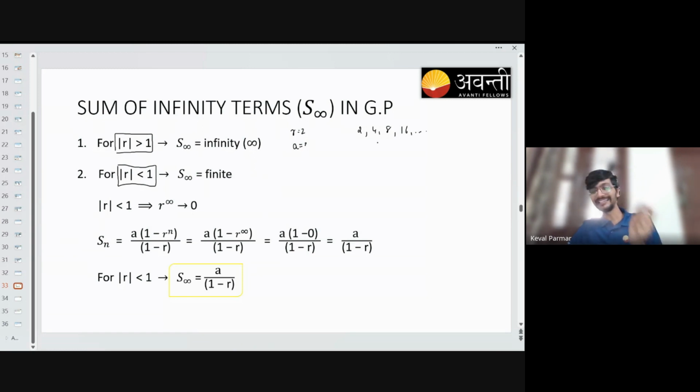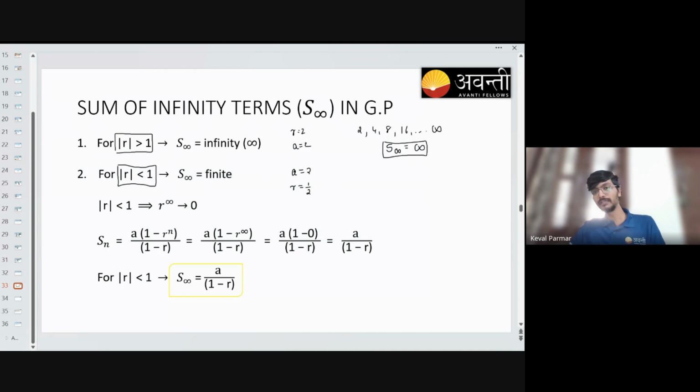As you can see, the terms keep on increasing. After 2 came 4, after 4 came 8. So if there were infinite terms here, I would get S infinity as infinity. That's why for mod R greater than 1, S infinity is infinite. Now suppose R is less than 1. Take the same example, let A be 2 and R be half.